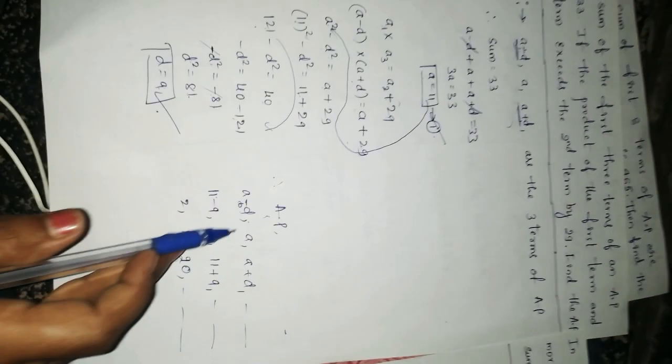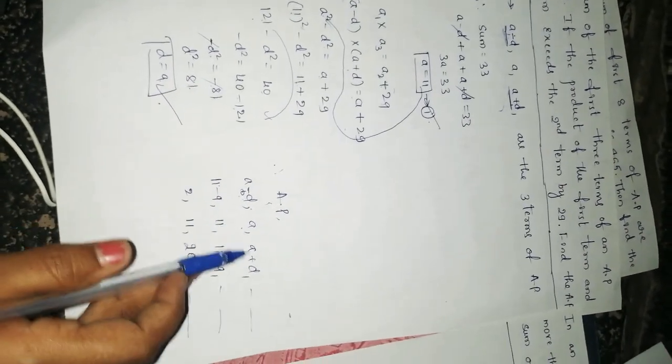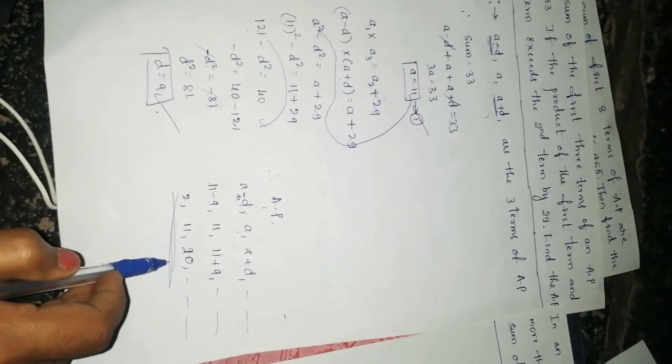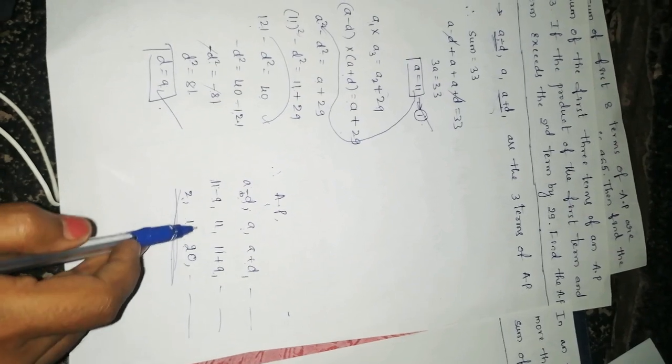So we can find out the required AP, taking these terms as a minus d, a, a plus d. A value is 11, d value is 9. So insert the values of a and d, you will have the required AP 2, 11, 20. You can check the common difference is 9 here. So this is one of the important problems.